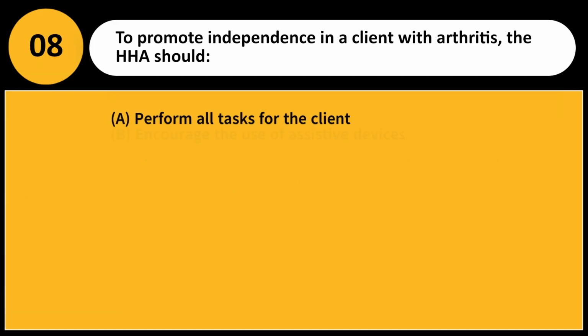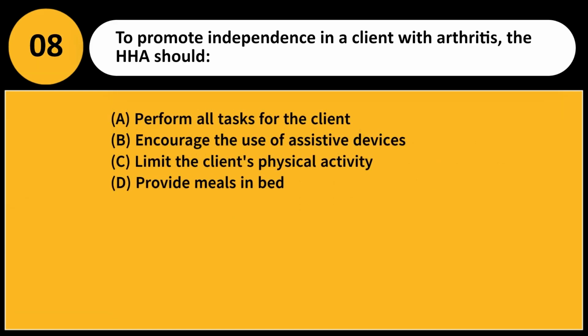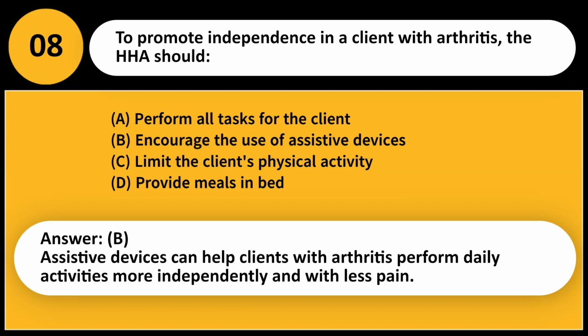To promote independence in a client with arthritis, the HHA should: A. Perform all tasks for the client. B. Encourage the use of assistive devices. C. Limit the client's physical activity. D. Provide meals in bed. Answer: B. Assistive devices can help clients with arthritis perform daily activities more independently and with less pain.